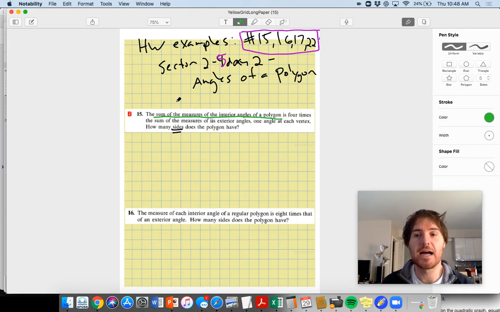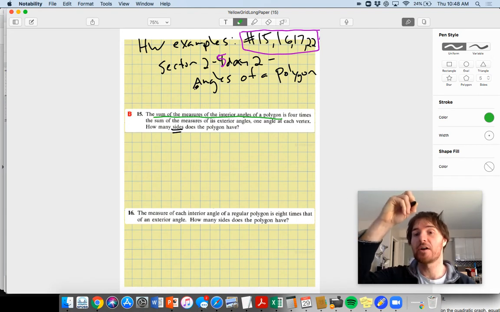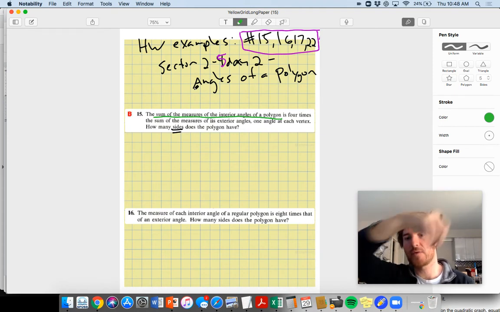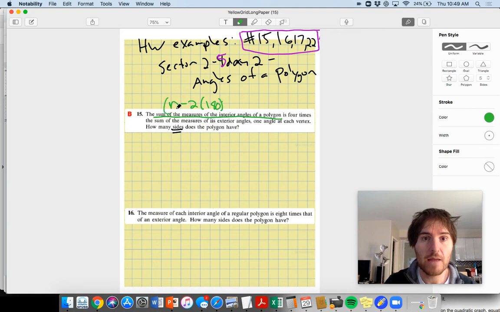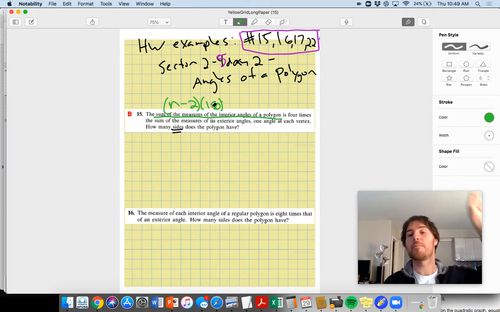Because if we create diagonals from one vertex to all the other vertices that it doesn't directly touch through the sides of the shape, we would have n minus 2 triangles, okay? N minus 2 triangles, and then we'd have to multiply that by 180 degrees to figure out how much all the interior angles measured here. So that's how we translate the sum of the measures of the interior angles of a polygon. Boom, we just use the formula right there.